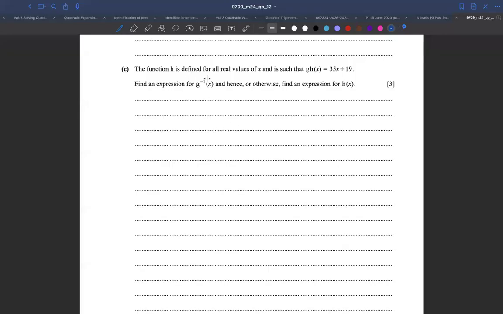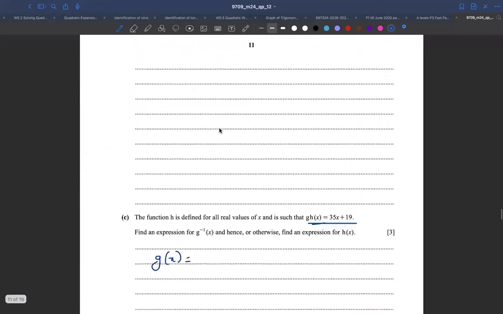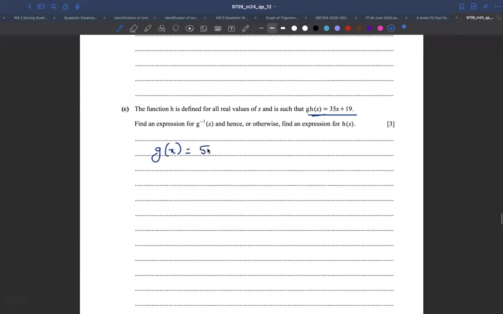Now in part C, it says the function h is defined for all real values of x. g and h of x are given to you, right? What do we have for g? First of all, g of x is given to us from the start, which is 5x minus 1. Okay, and h of x we don't know.